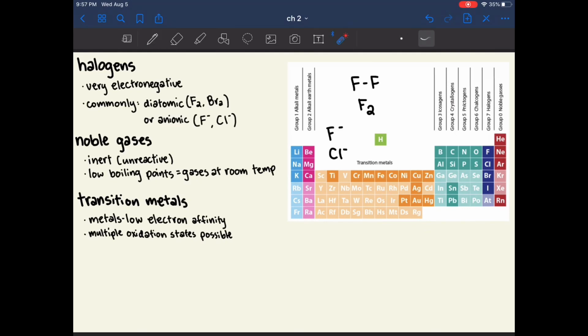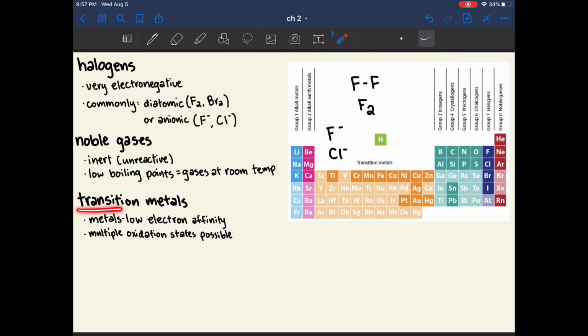The next group are the noble gases, and the noble gases are very inert, which means they're unreactive. This is because the noble gases are already in the most stable possible conformation, and they don't want to do anything to change that. Noble gases have very low boiling points, because they are not really likely to interact with anything else, so they disperse and become gases at room temperature, which is why they're known as the noble gases.